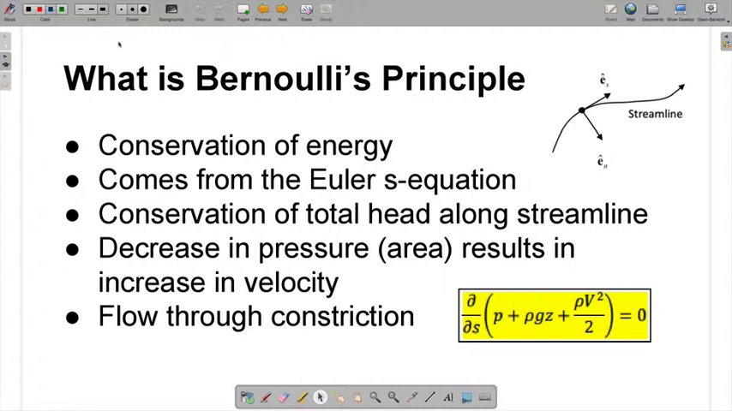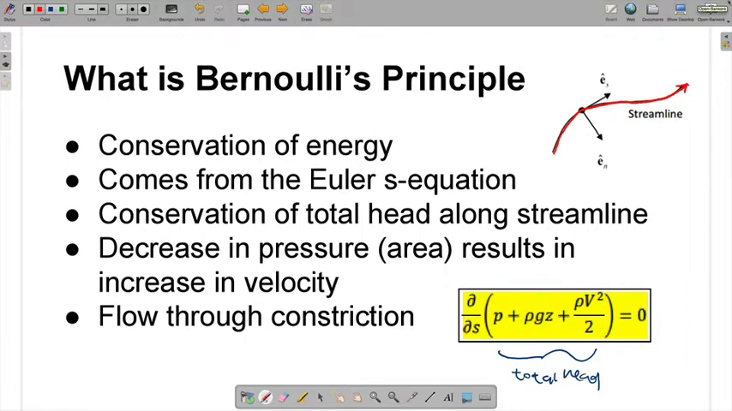If we think about the different terms in here, collectively, all of these, we can call them the total head. All of these together, that's the total head. Bernoulli's principle basically states that there is a conservation of the total head as you move along the streamline. If you look at the streamline picture on the right side, this is the direction of the fluid flow, the direction of the streamline.